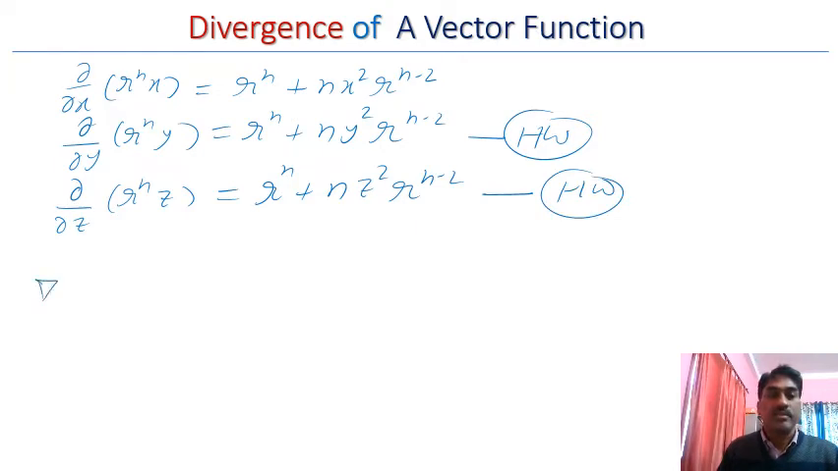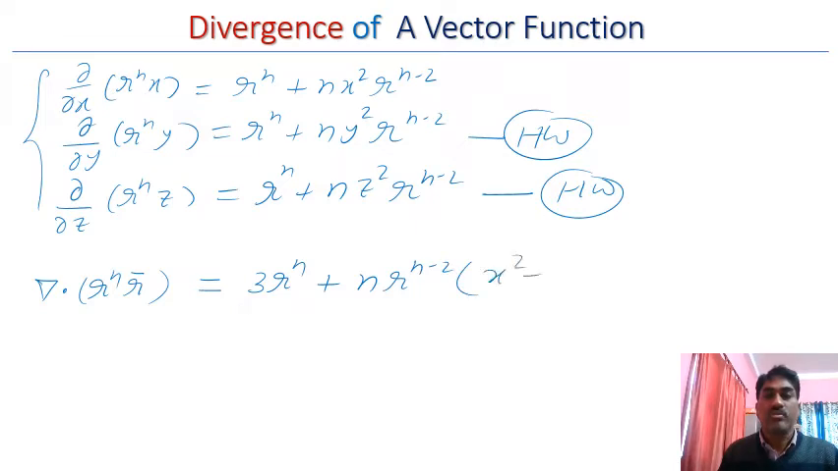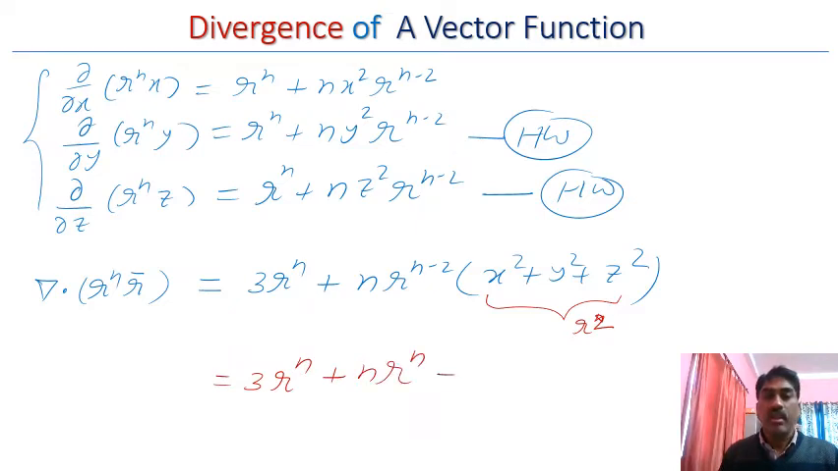Now we have to compute the divergence of r^n r. So the divergence of r^n r is the sum of these three. You will get 3r^n plus n r^(n-2) times (x squared plus y squared plus z squared), and x squared plus y squared plus z squared is again r squared. So just put these in, and you will get 3r^n plus n r^n, that means (3 plus n) r^n.